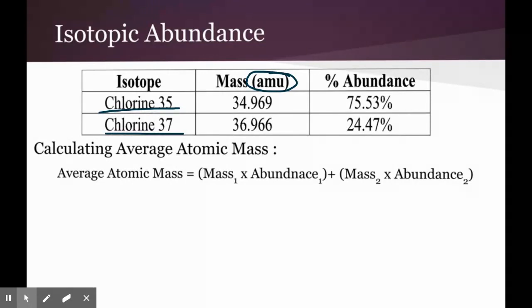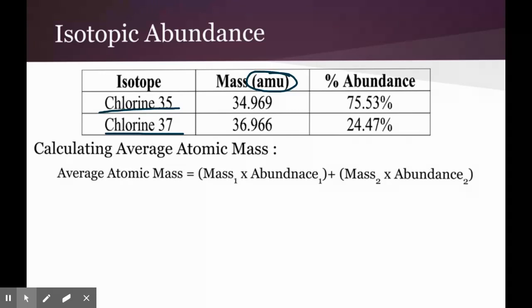I want to talk for just a second about this AMU. AMU stands for atomic mass unit, which is roughly the mass of one proton or one neutron. So it's a made-up unit by scientists to represent the mass of a proton or a neutron.